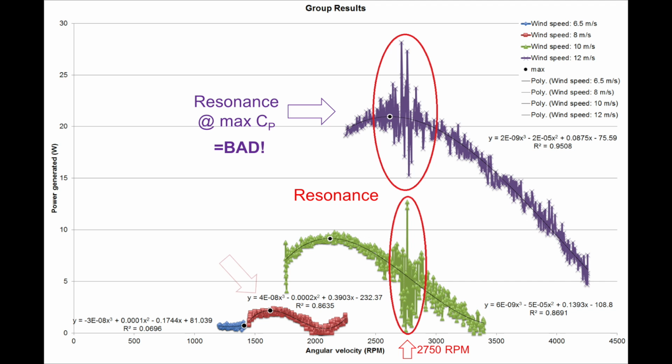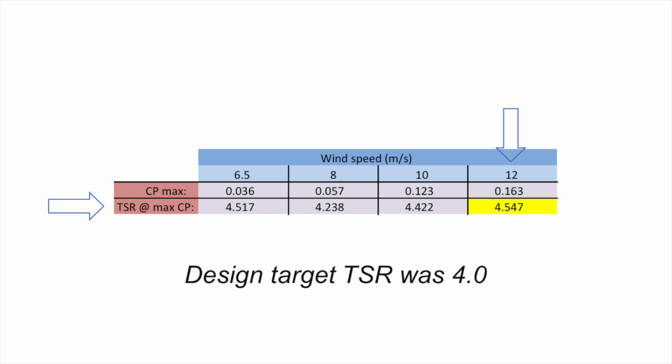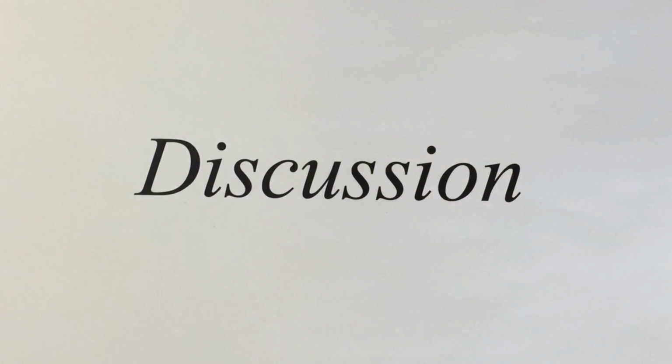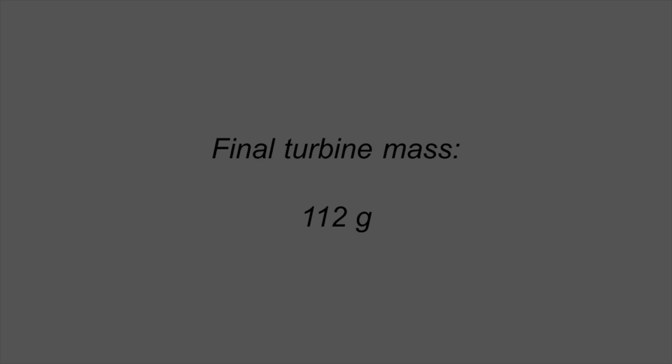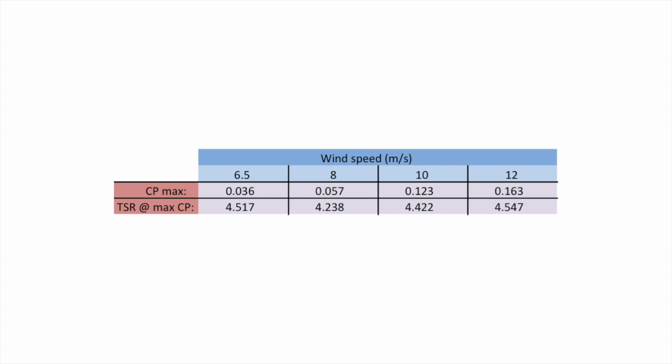This resonance could not be observed during the 8 meter per second test, since the turbine did not reach 2,750 RPM. Additionally, it was determined that the tip speed ratio of the turbine at a 12 meter per second wind speed was 4.5. This was consistent with our design assumptions, as it was slightly higher than the design target TSR of 4. The most significant conclusion to be drawn from our test results was that, for its weight, the power generated by our turbine was mediocre when compared to other group designs with the same constraints. This is evident from our value of maximum power coefficient, or CP, which was 0.163.